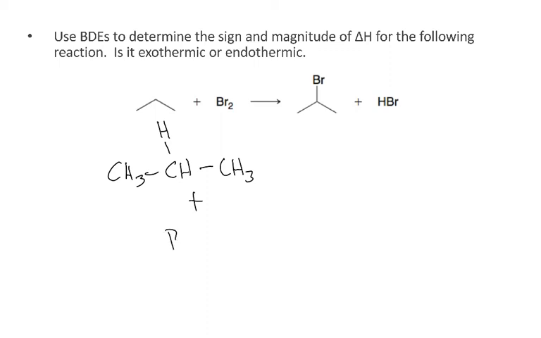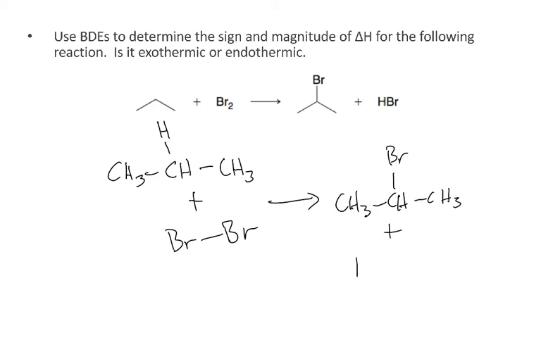And then we're reacting that with Br2. And then these are our products. So we need to identify what bonds are being broken. We're replacing this proton with the bromine, right? So we've got to break this bond, and then we're breaking the bond in the Br2, and then we're making this new bond, and we're making this new bond. So we need to go to our chart of bond energies and see what the values of each of these bonds are.